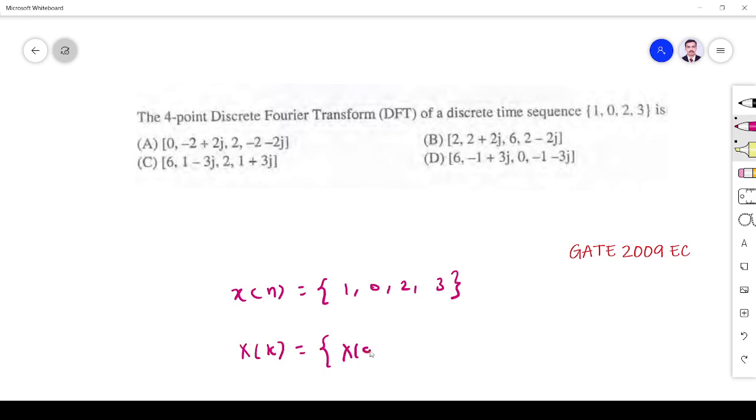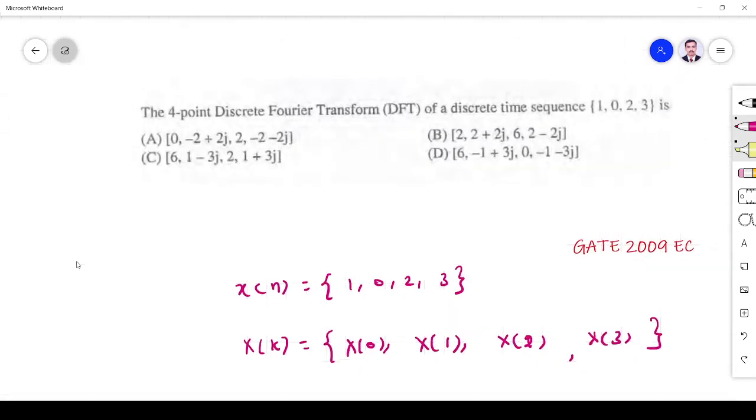This is X[0], the 4-point DFT, X[1], X[2], and X[3]. See, the property of DFT is X[0] is the sum of all samples. What is the sum of all samples? 1 plus 2 is 3, 3 plus 3 is 6. So X[0] must be 6. We have to check whether it is 6. This is wrong. It is not X[0] equal to 6, so it is wrong. So these two are wrong. So either C or D should be right.